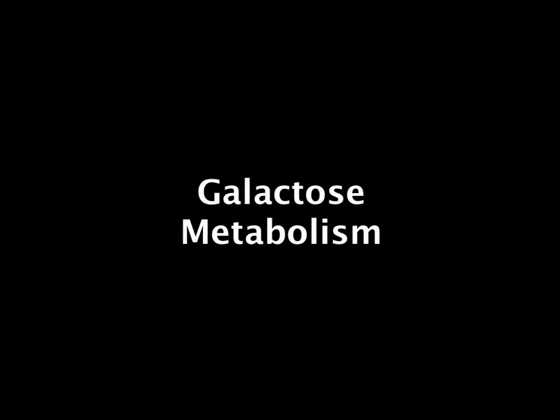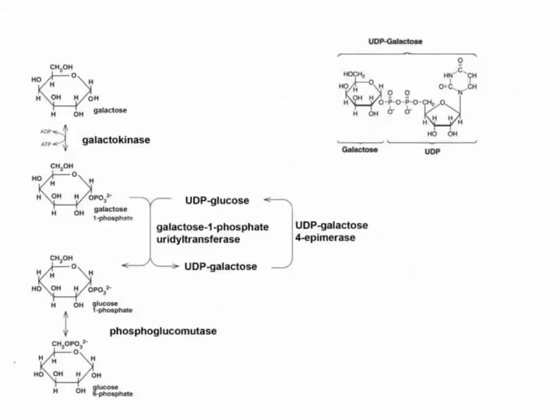We get galactose in the diet primarily from lactose in milk and dairy products, and we metabolize it mainly in the liver. Recall that galactose is the 4-epimer of glucose. It can be converted to glucose, but only when it's in the activated form, UDP galactose. This is UDP galactose. It's galactose linked to uridine diphosphate.